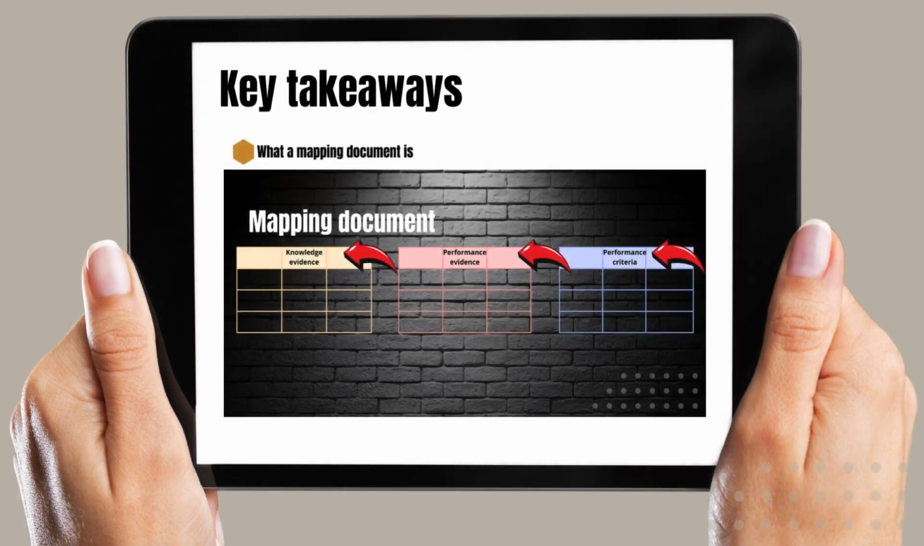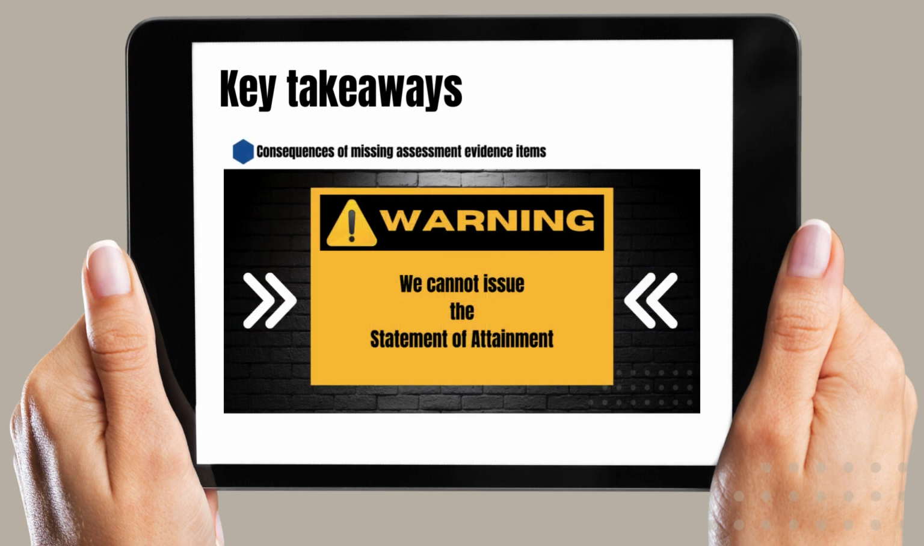In this module, you have learned that a mapping document contains 3 tables where we map all requirements of the unit against the assessments so that we can demonstrate that a student has been assessed as competent in all aspects of the unit. If we do not receive all pieces of student assessment evidence, then we cannot issue the Statement of Attainment. If we were to issue the Statement of Attainment with assessment evidence missing, then the regulator may later cancel the Statement of Attainment, require us to reassess students, and they may also issue sanctions against us.